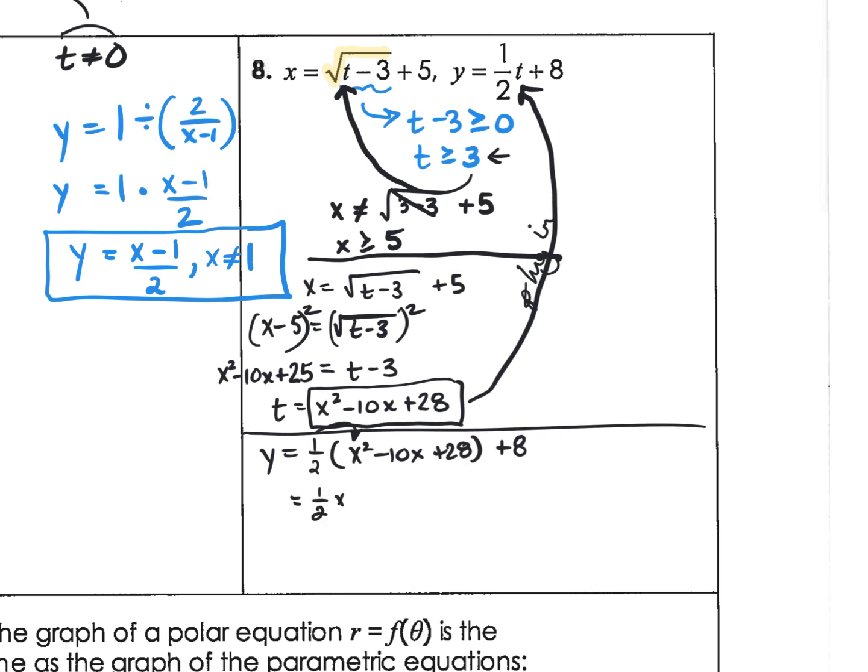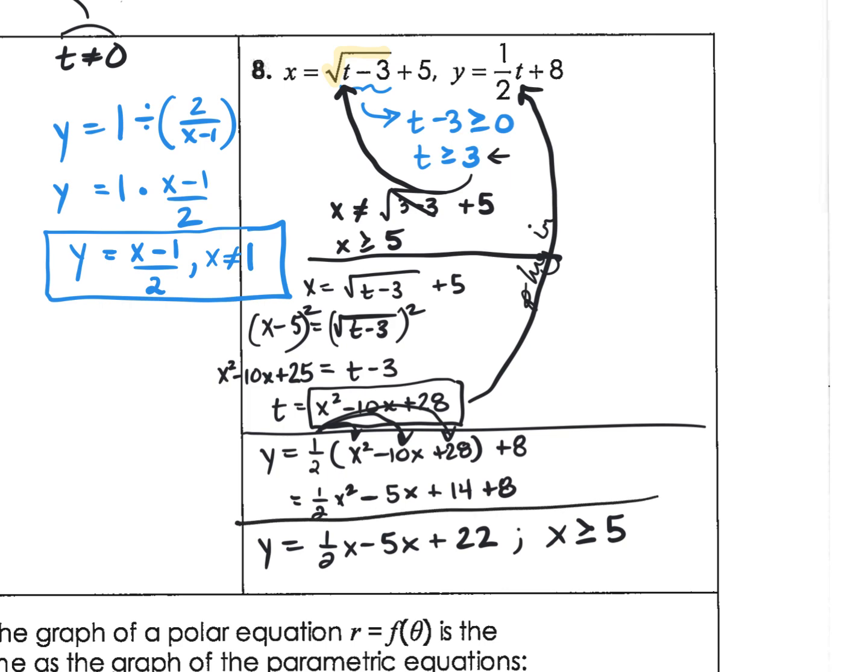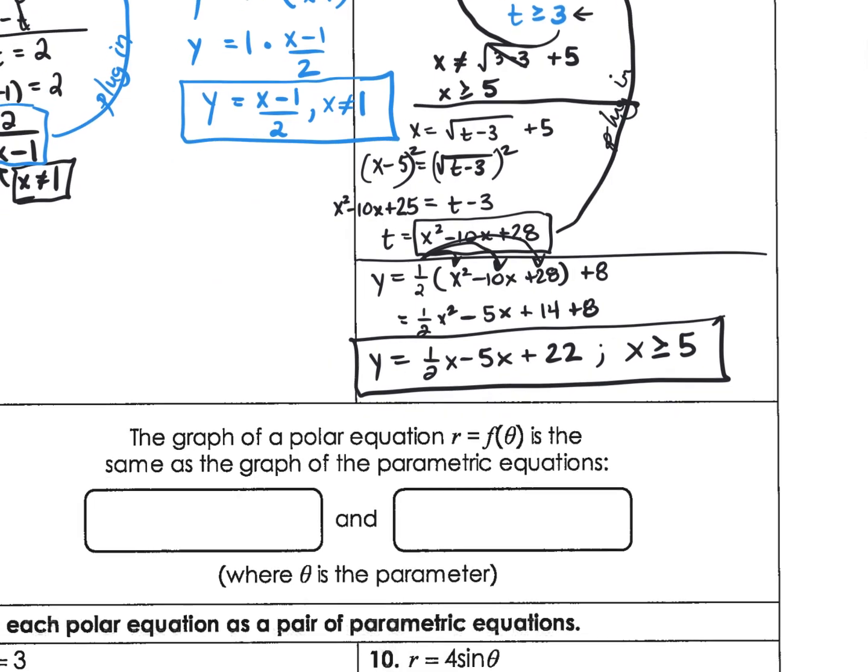We get 1/2 x squared, right? Minus what? And then plus, and then plus 8, right? So y equals 1/2 x squared minus 5x plus 22, where x has to be greater than or equal to 5, right? The domain restrictions really aren't that bad. And this is just good algebra practice.